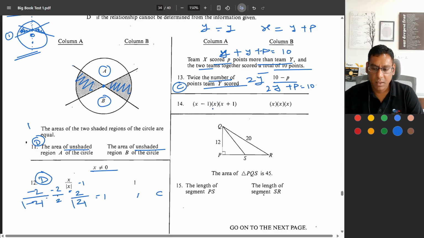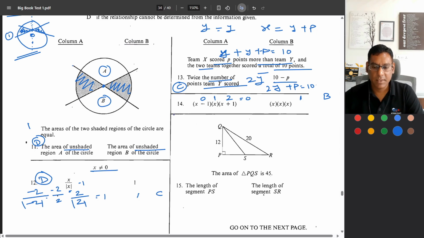Okay, let's look at this. X minus 1 into x plus 1 compared with x into x plus x. Let's take simple numbers. Let's take x is equal to 1. So I get 1 here, I get 0 here, I get 2 here. The product is going to be 0. 1 into 1 into 1, the product is going to be 1. I get answer as B.